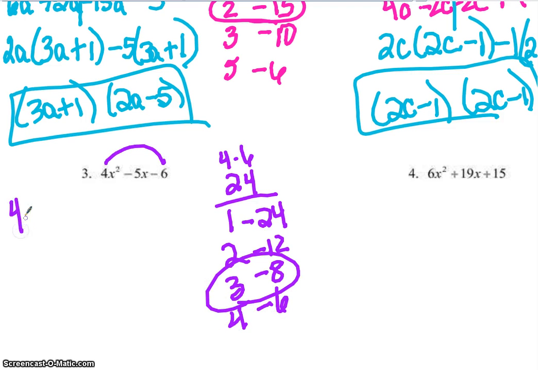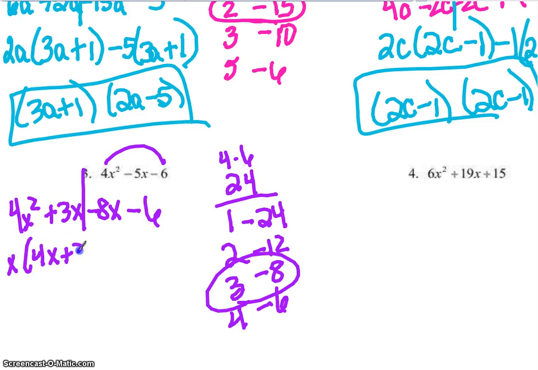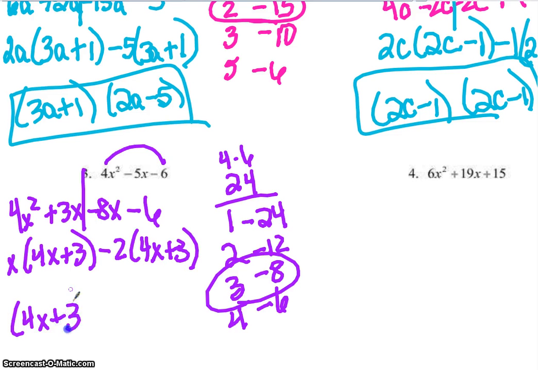So bring down your 4x squared. Pull over your 3 and your -8, so plus 3x minus 8x. Bring down your -6. Cut it in half. First two both have an x in common, and it leaves you 4x plus 3. Bring down your minus. These have a 2 in common. Leaves you 4x plus 3. So your answer is 4x plus 3 and x minus 2.